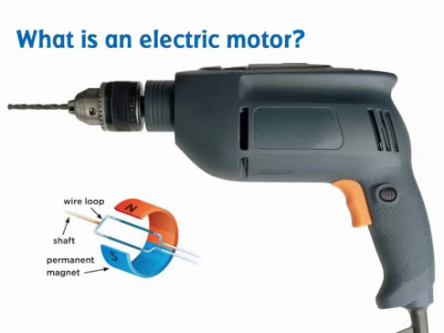How does an electric motor work? An electric current from a power source runs through the loop of wire, making a magnetic field. The permanent magnet pushes and pulls on the wire loop. This causes the wire loop to spin. The wire loop then turns the motor shaft, which might turn a wheel or gear.